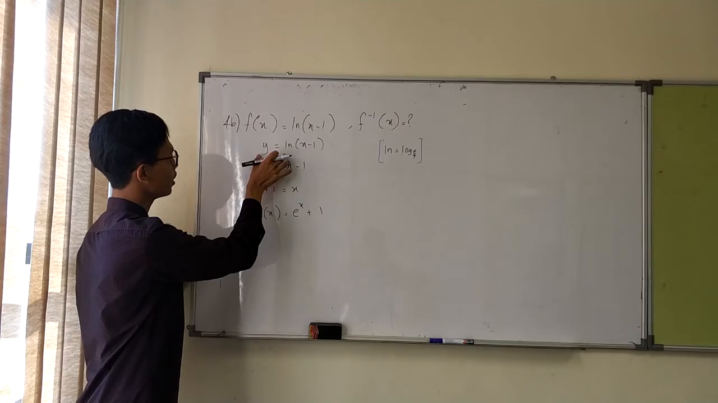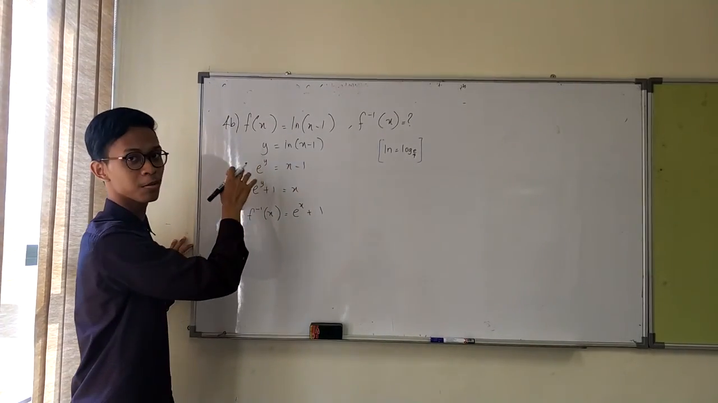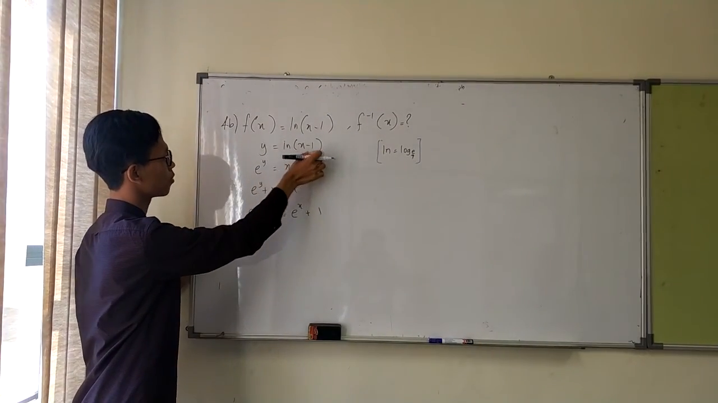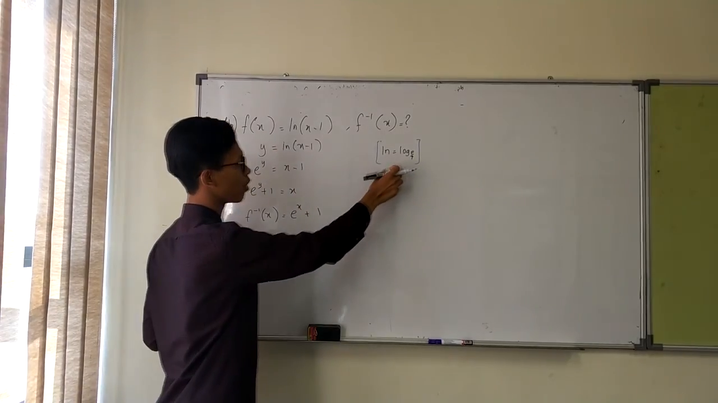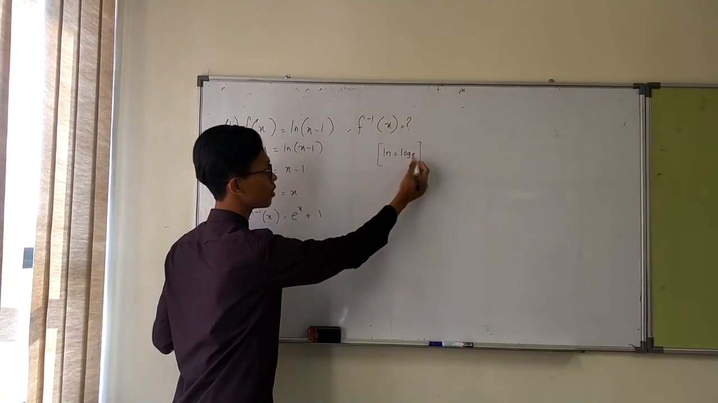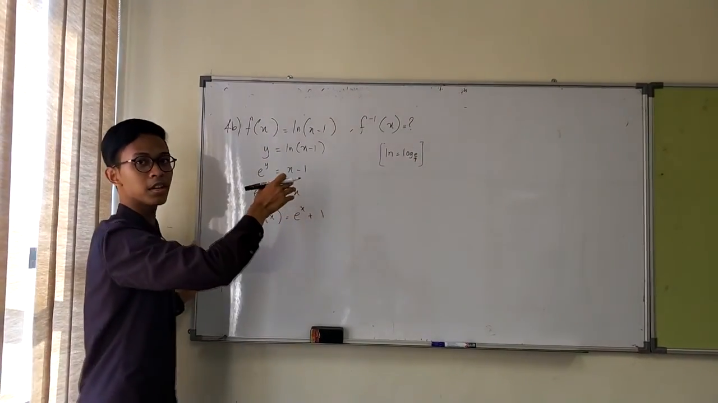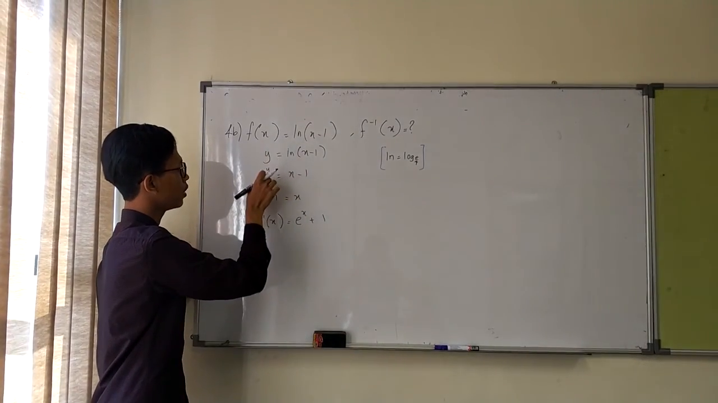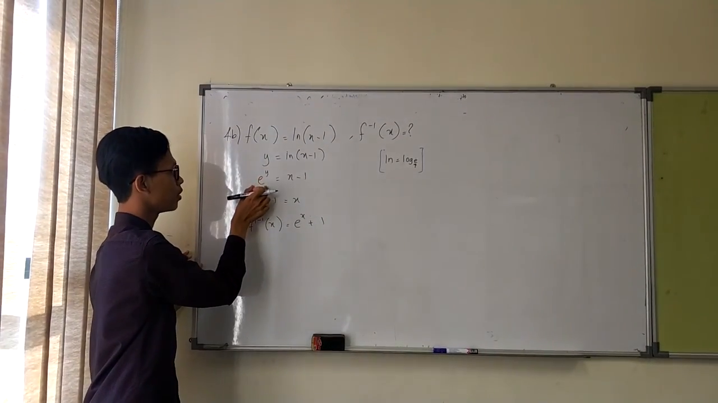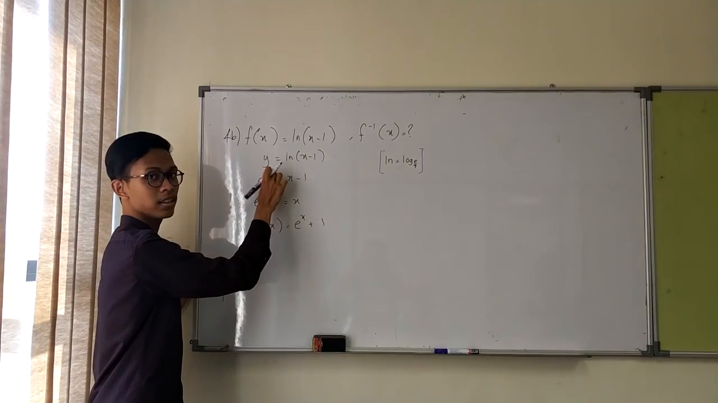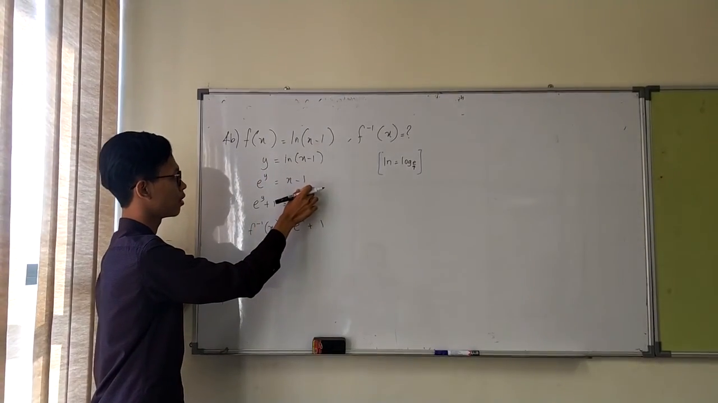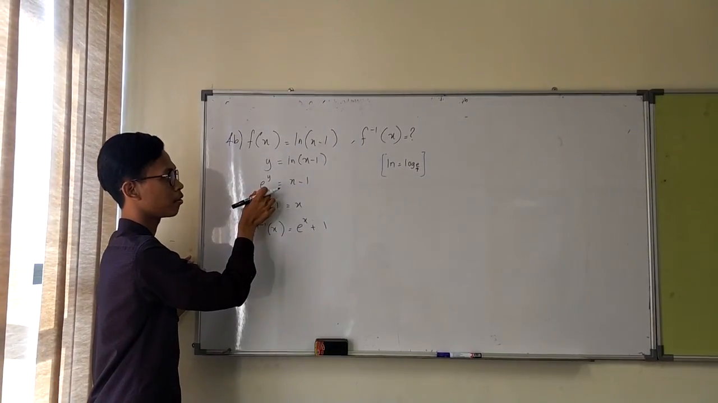So let f(x) equal y, so y equals ln(x) minus 1. ln is actually log e, log with the base of e. If you want to change it into the exponent form, we turn it into e to the power of y equals x minus 1. This is the base right now.